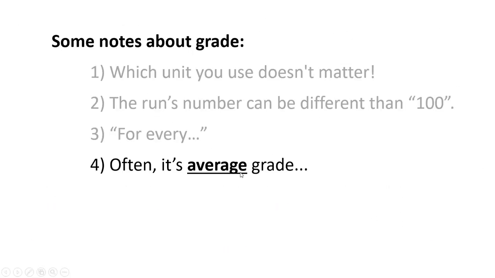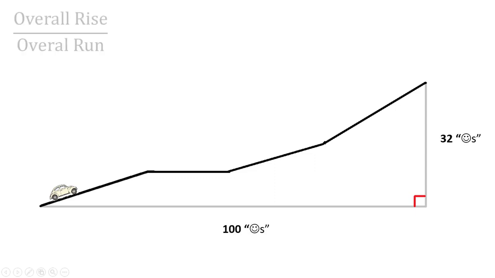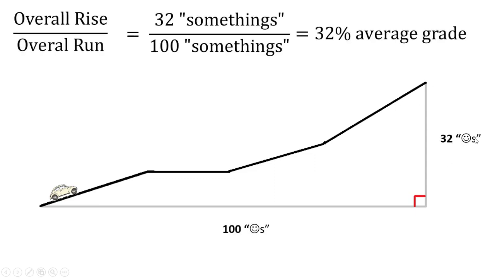Average grade. And so a more realistic 32% might look something more like this, where you've got the Beetle, and it starts up, and maybe it goes flat, and then it climbs up again, and then maybe it gets steeper at the end. But the idea is, it goes up 32 somethings, I just put a smiley face to hold somethings, over a run of 100 somethings.